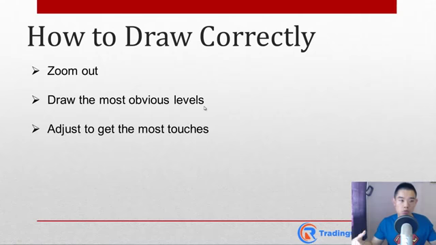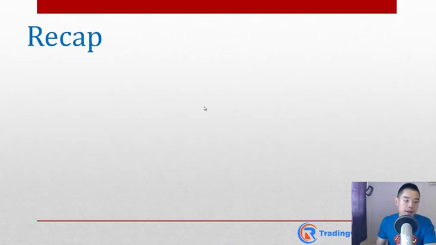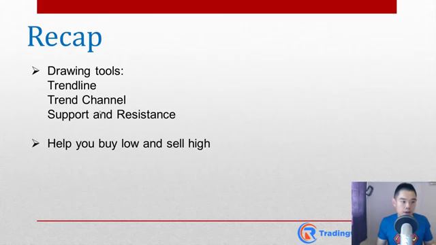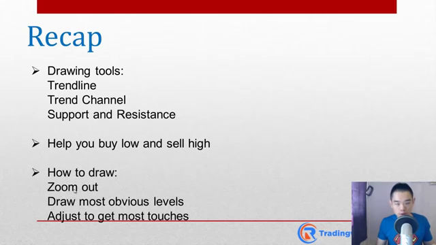Right now that you know how to draw your levels correctly, let's do a quick recap. Number 1, drawing tools, you can draw stuff like trend line, trend channel, support and resistance. Those are drawing tools that you can draw on your charts. It helps you to identify what is low, what is high, so you can buy low, sell high in the markets. How to draw? Just zoom out your charts, draw the most obvious levels and adjust to get the most number of touches. The concept is the same whether you're drawing support, resistance, trend line, trend channel.